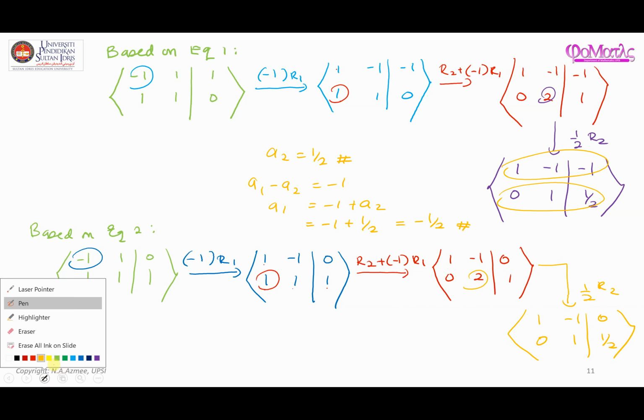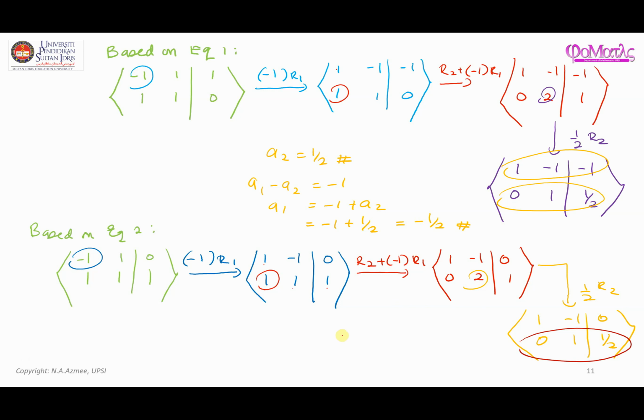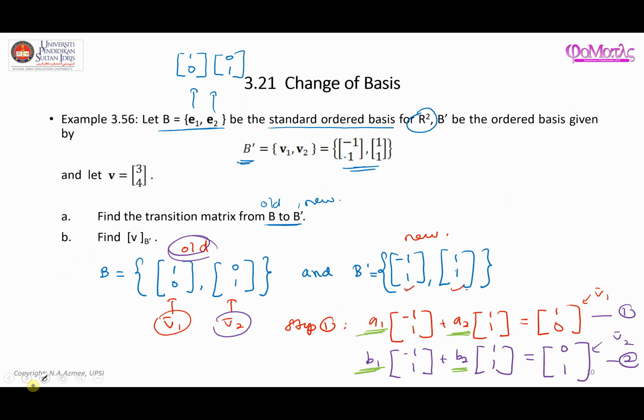Now based on that, I can see that here is the value of B2. B2 must be equal to half. Here is B1 minus B2 is 0. B1 is just B2, and so is equal to half as well. Now from here, we can obtain the transition matrix.